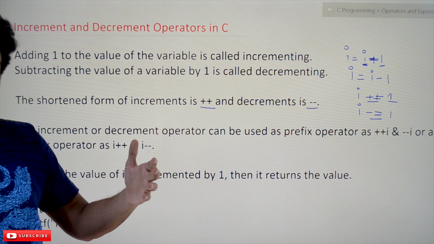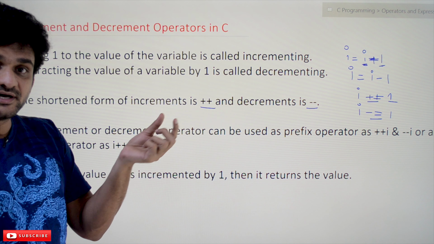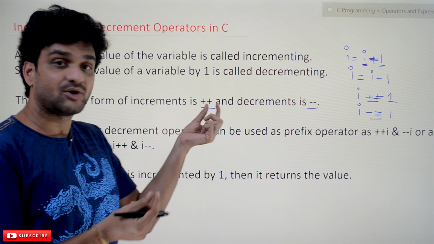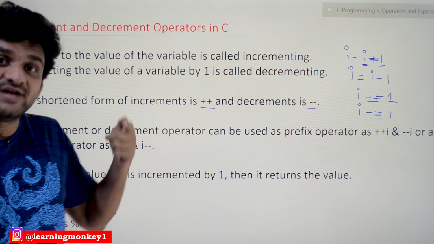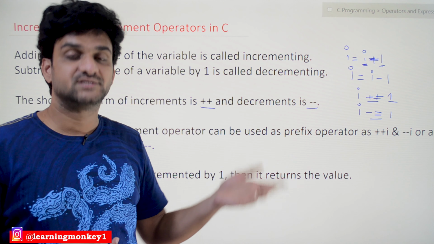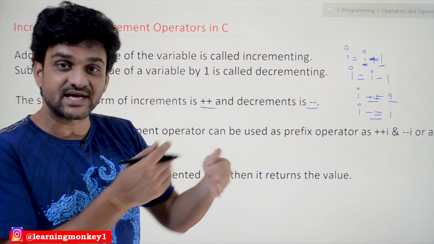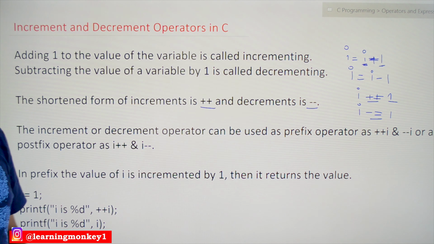Using this increment operator beside a variable is going to increment the value of that variable by 1. Similarly, using minus minus beside the variable is going to decrement the value of that variable by 1.